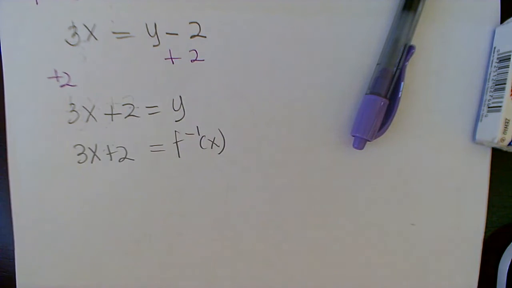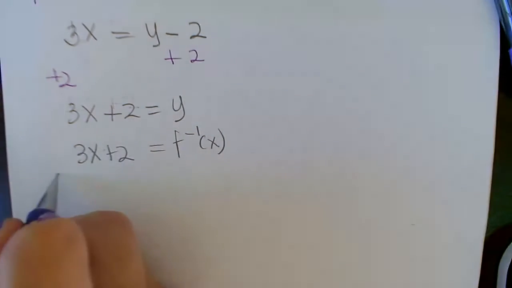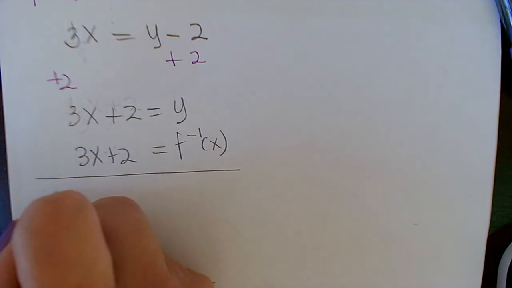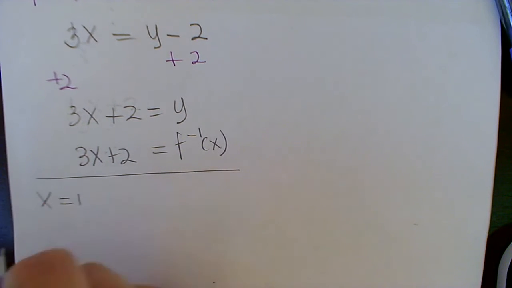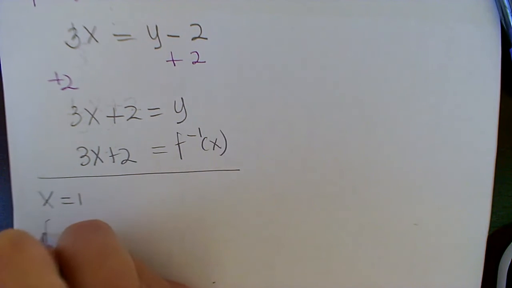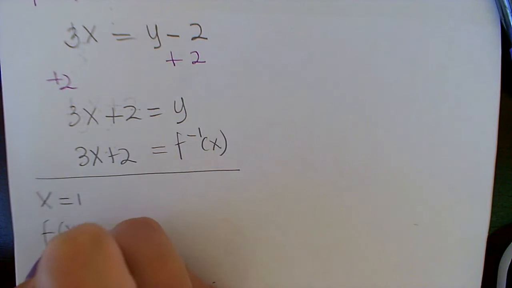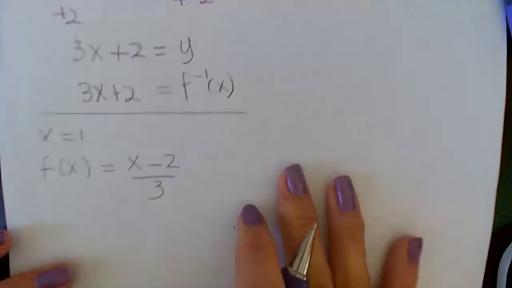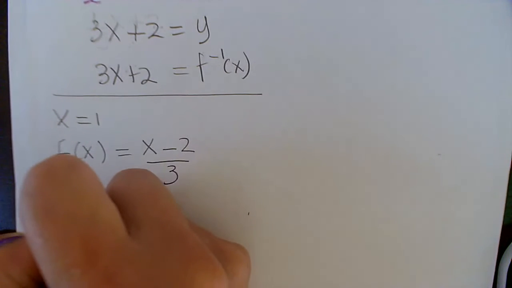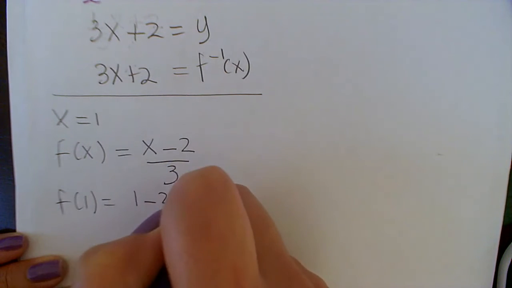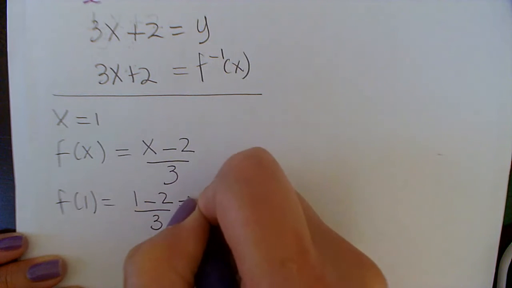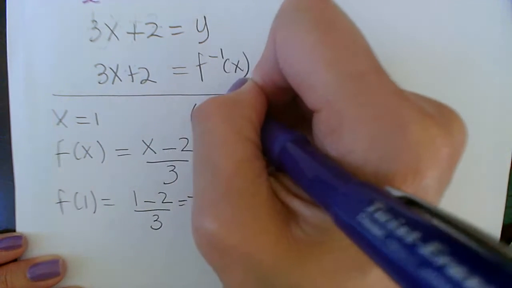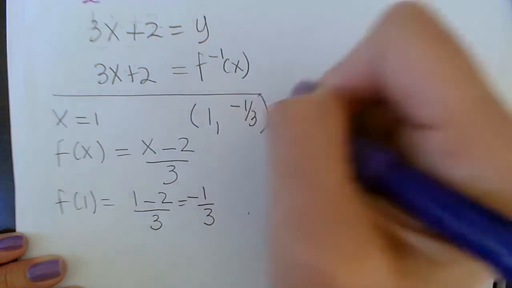Now, exactly what I did on the other one, I'm going to give a number to x. Let's say x is equal to 1. So I'm going back to the first function, which was this one. So f of, when x is equal to 1, 1 minus 2 divided by 3. This is negative 1 over 3. So 1 comma negative 1 over 3.